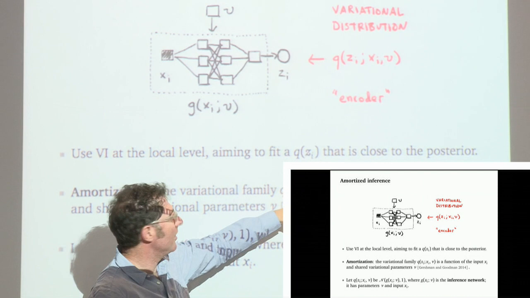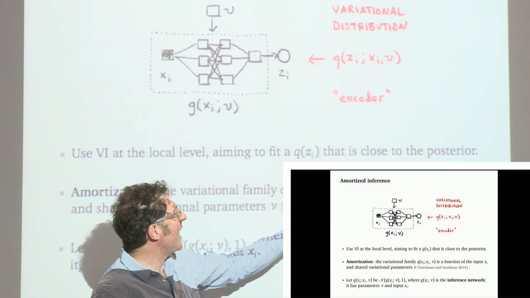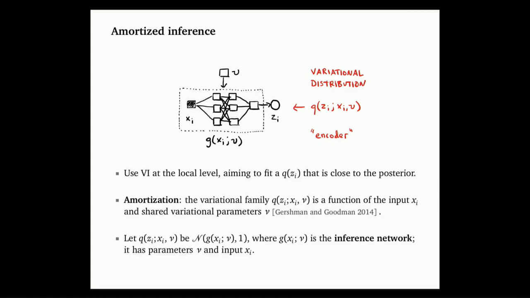Okay, but to be clear, notice how this is different from the classical approach to variational inference. In the classical approach, this would have a free parameter nu I. In this approach, it has a shared parameter that all of the variational approximations use, but each one uses that maybe in a different way through Xi. All right? And this is called amortization. So, for example, in variational autoencoding literature, Q of Zi given Xi and nu is a normal distribution whose mean is G of Xi with parameter nu, where G is another neural network.